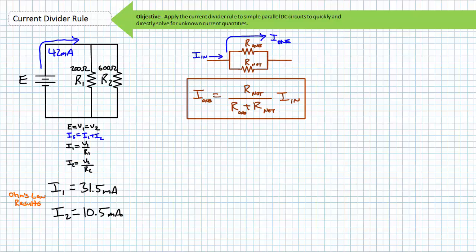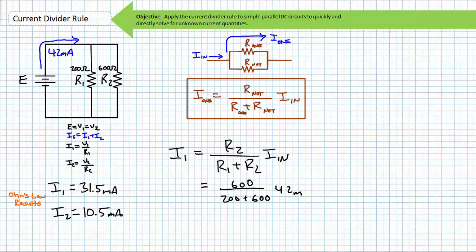Let's apply the CDR to this same circuit and see if we can solve for the unknown current values quickly and directly. To solve for I1, the current through R1 is our resistor of interest. R2 is our resistor not of interest. I1 therefore equals R2 divided by R1 plus R2 times IN. Substituting in the necessary values, we find I1 to be 31.5 milliamperes.